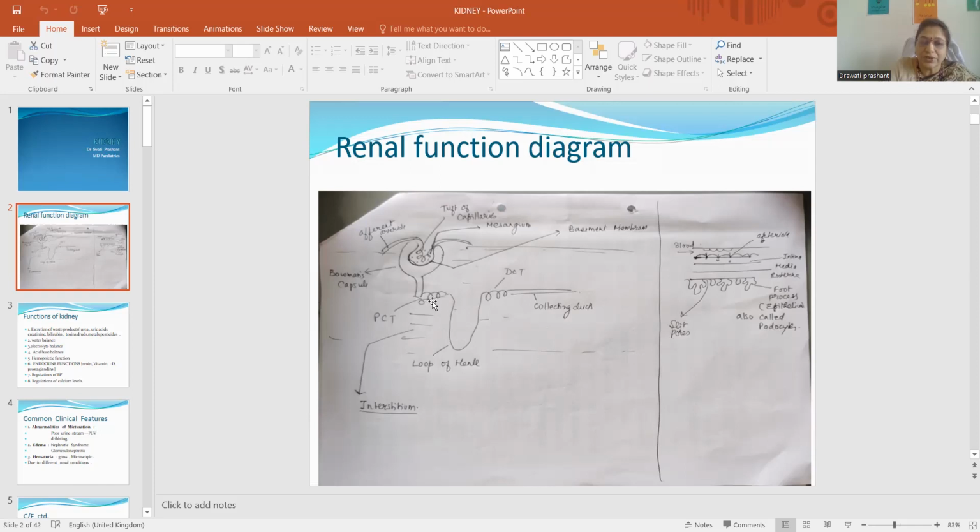The proximal convoluted tubule, this is the descending limb of the loop of Henle. This is the loop of Henle, ascending limb, distal convoluted tubule, and collecting ducts. And around this all is the interstitium. So this is the basic small unit, the nephron.